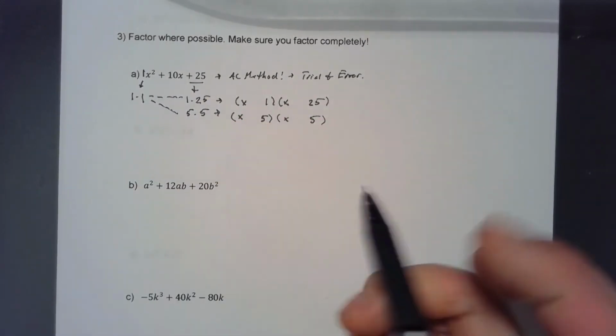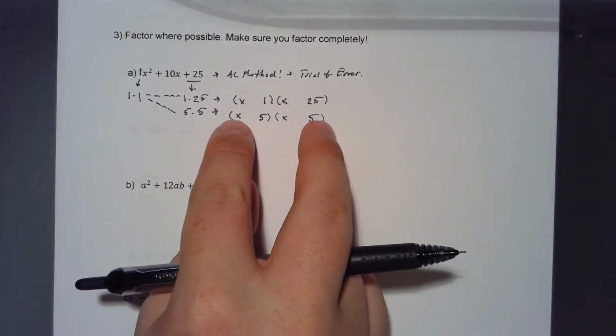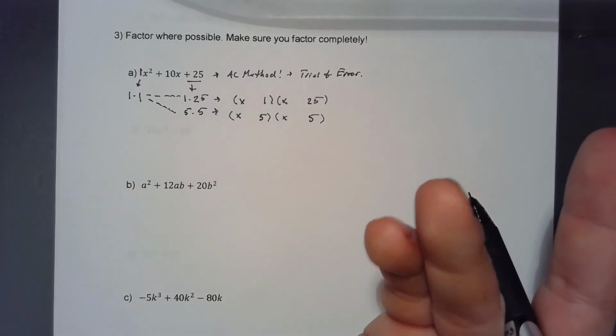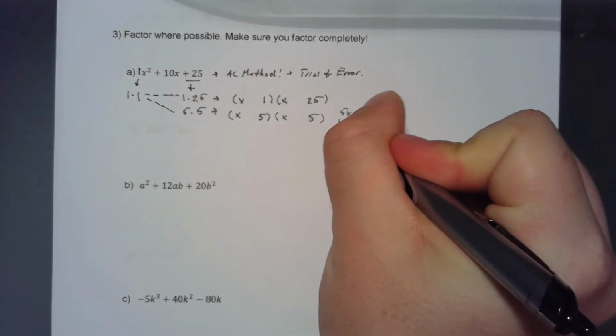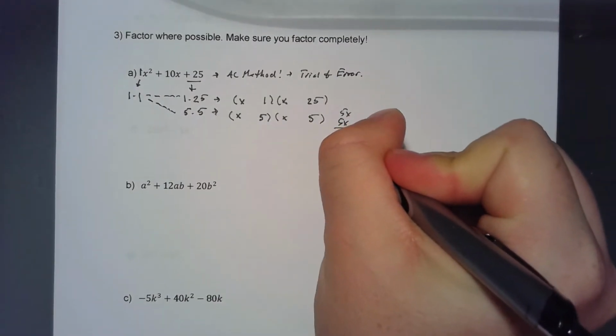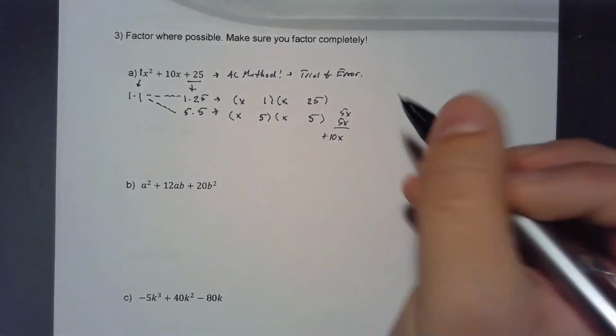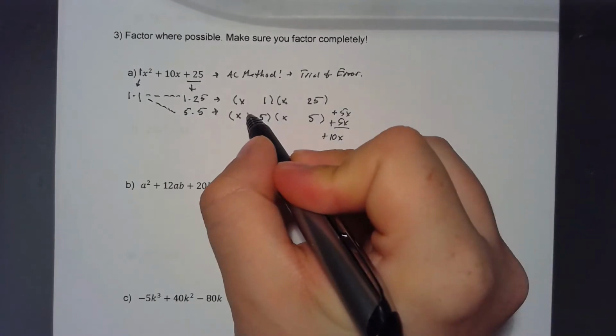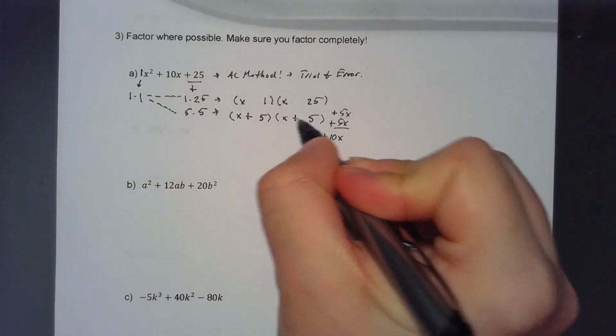And it should be pretty obvious that these two work, right? The outside here is 5x, the inside here is 5x. That obviously adds up to be 10x. And the way that adds up to be 10x is I have positive 5x and positive 5x. So that means this is positive and this is positive.